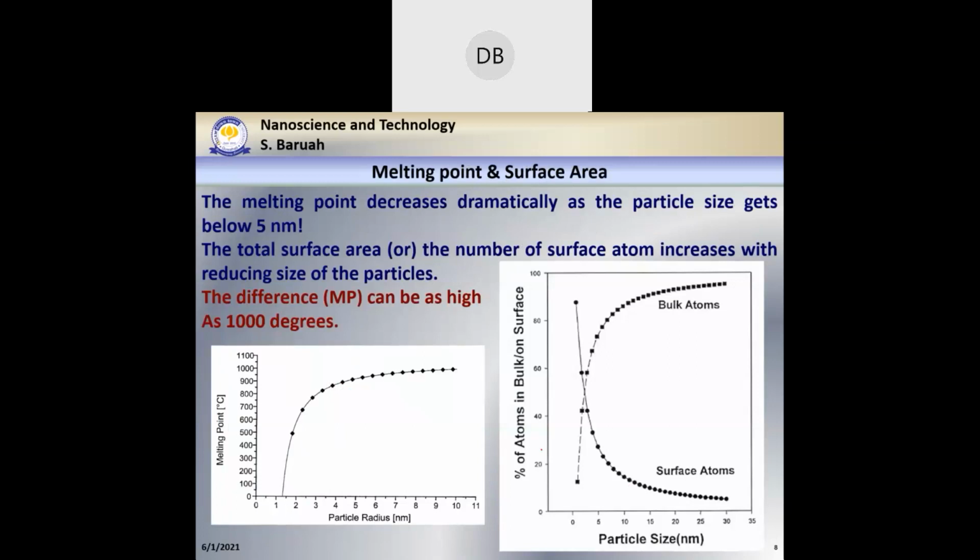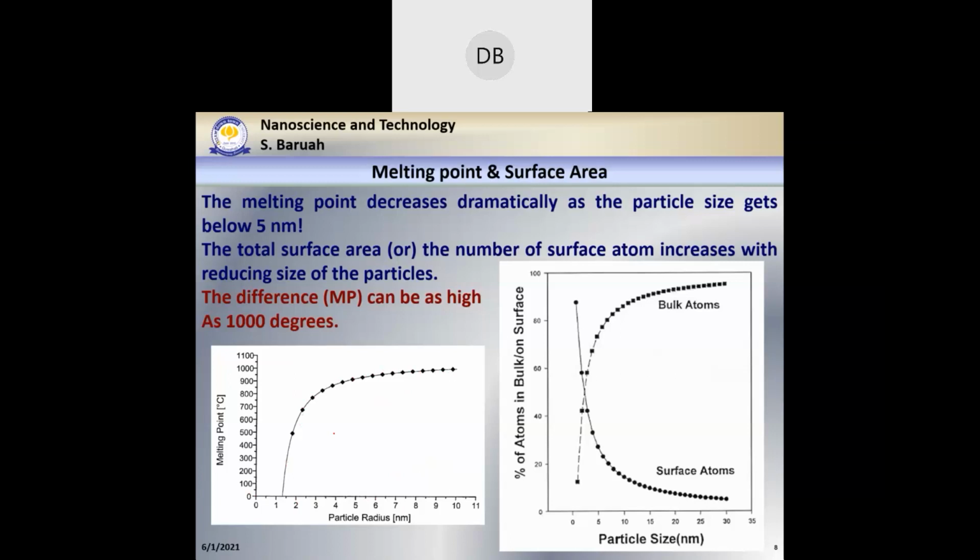If you look at this plot here now, as the particle size goes smaller and smaller, the melting point also drops. If you look from around 5 or 6 nanometers, the drop is very sharp, right? Typically above that it's an almost flat, gradual decrease, but after about 5 nanometers, it sharply decreases. That means below 5 nanometers, there is a huge decrease in the melting point of a material.